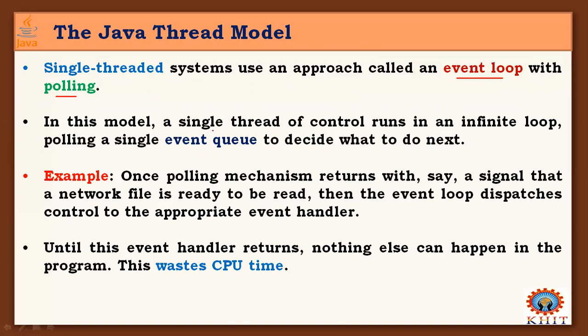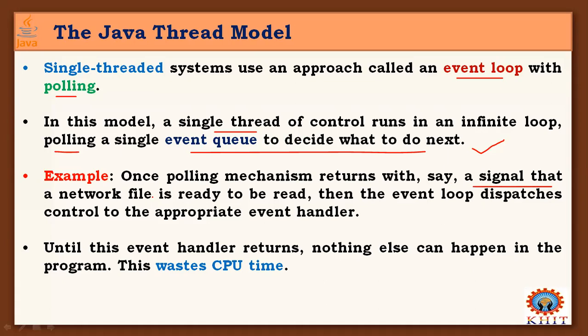So in this model, in this single thread system, a single thread of control runs in an infinite loop, polling a single event queue to decide what to do next. As I told you, the multi-thread concept does not work here. Here it is single thread control. This single thread control completely maintains a polling, that is, a scheduler dispatches based on the event to be executed next.